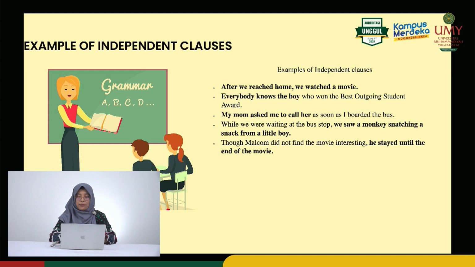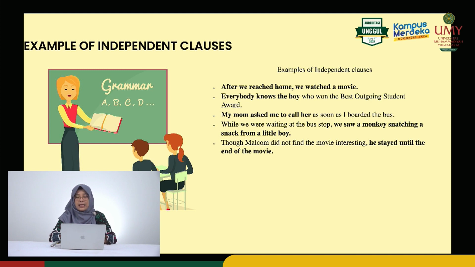Look at these examples. If you notice, most of the bold words here are the independent clauses. For example, after we reach home, we watch a movie. So which one is the independent clause? Yes, you're right. We watch a movie, not after we reach home, even though it is all bold. So the independent clause is we watch a movie.